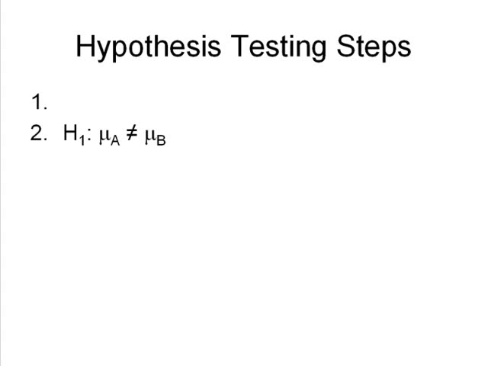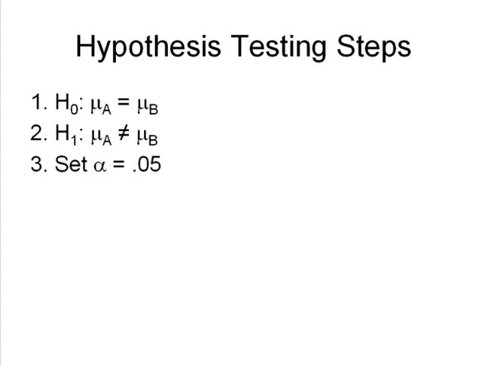Our step 1 is our null hypothesis, or H0. And our null hypothesis is everything else that could be true if step 2 is not true. So in this case, our H0 would be that the population mean for the patients in Clinic A is equal to the population mean of the patients in Clinic B.